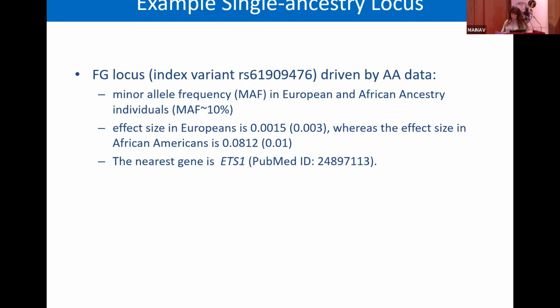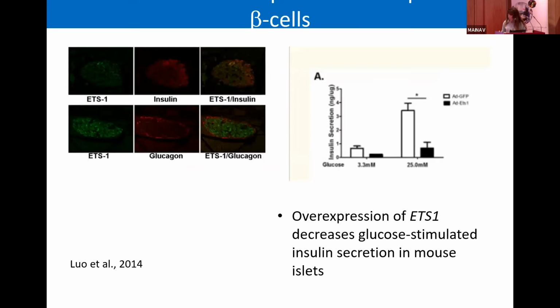And the nearest gene actually turned out to be fairly plausible. It codes for a transcription factor, which is expressed in the beta cells in the pancreas. It co-localizes to insulin in the beta cells. And when you challenge cells with high glucose and you have overexpression of this gene, you inhibit insulin secretion. So overexpression of this gene seems to be involved in glucose-stimulated insulin secretion. So it seems quite plausible.